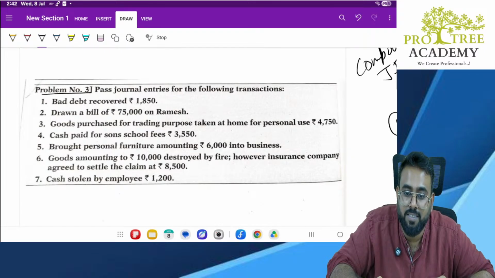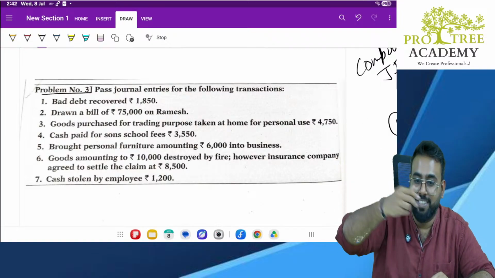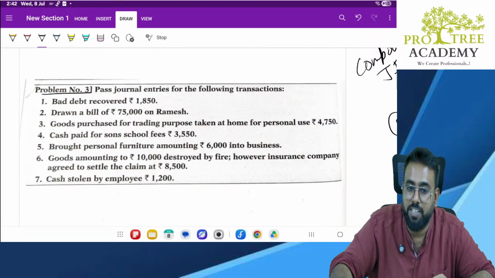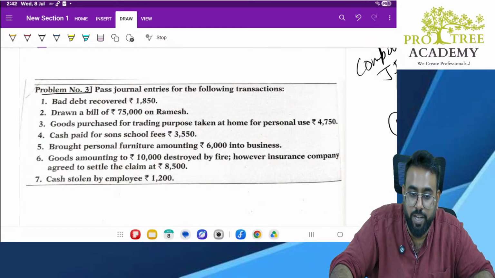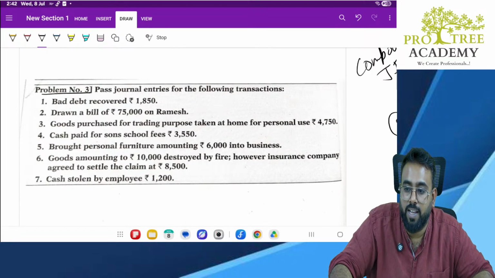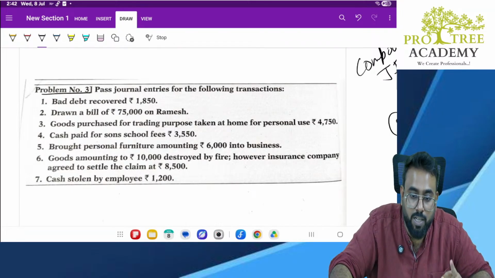Which person? That person who gave you the bill. There are again two types of transaction in that. One, the bank will discount it with recourse, and the other, no recourse. Now what is with recourse? What is no recourse? I'll tell you. With recourse, the commission will be less. No recourse, the commission will be high.